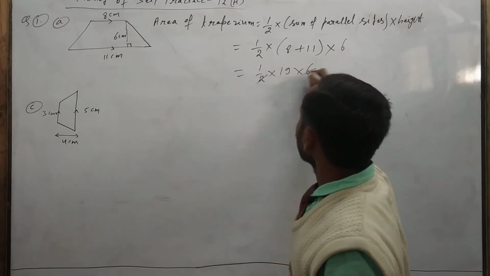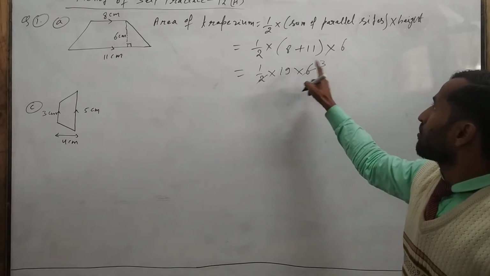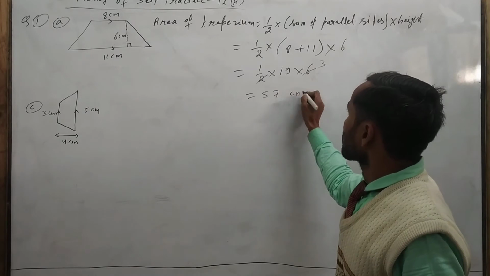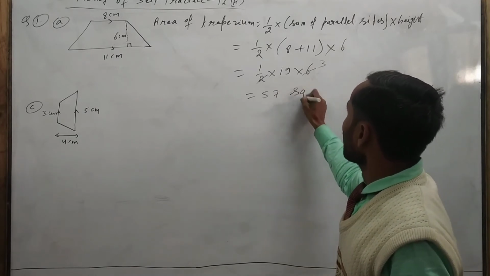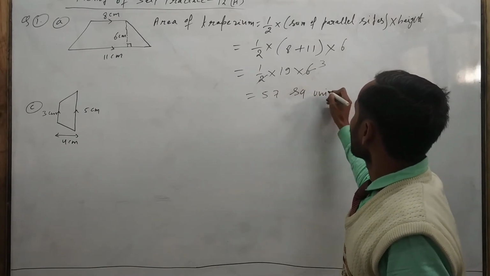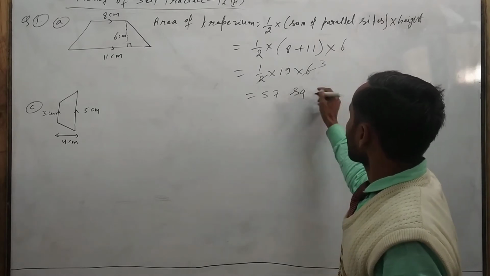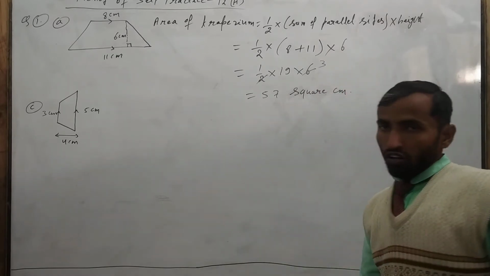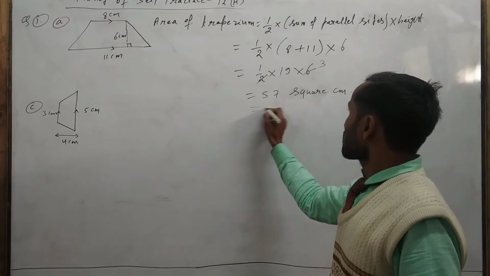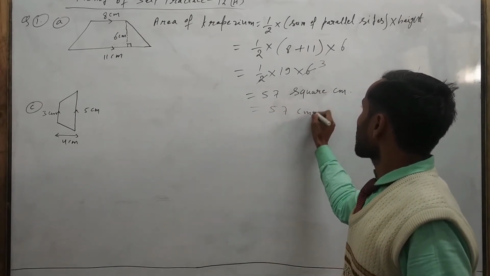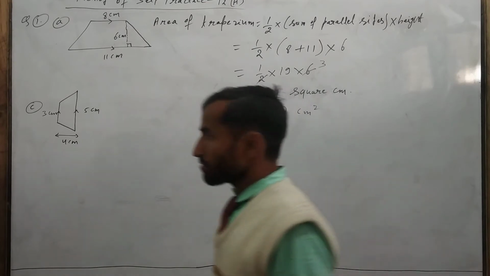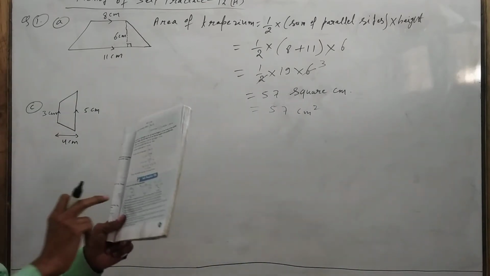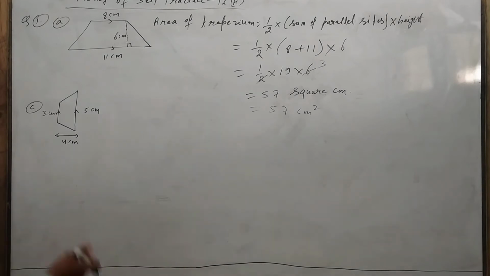Now we will cancel out 6, 3 jump. Now 19 into 3 it will come 57 square centimeter. For area, the unit we always have to use is square centimeter. Or directly you can write it like this, 57 centimeter square. Like this you can also write. Now the B part you can do yourself. Now the C part also, you have to use the same.